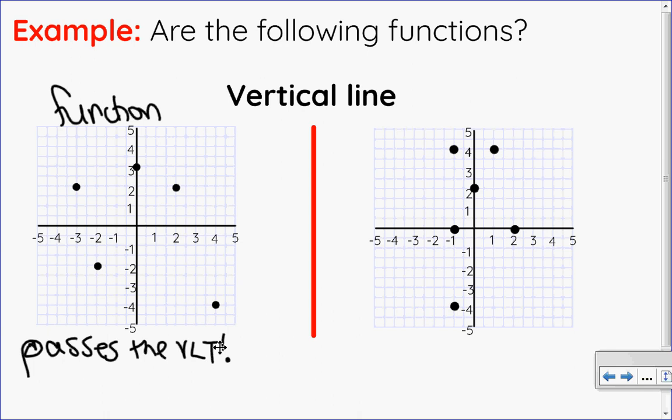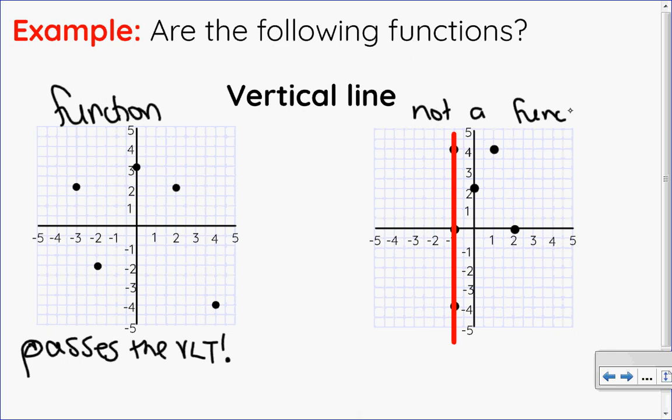Okay, let's try the next one. So I slide a vertical line along and I see, uh-oh, right there, it fails. It can fail multiple times, but if it fails even once, you can say it is not a function. So this is not a function because it fails the vertical line test. So you've seen now how to do that with coordinates and how to do it with a graph. So anytime I have a repeated X value for the same Y value, it is not a function.